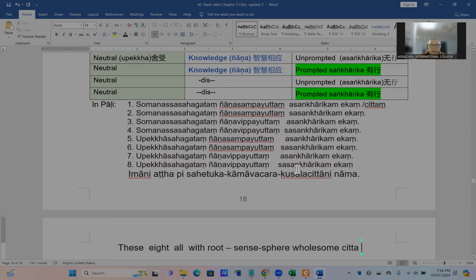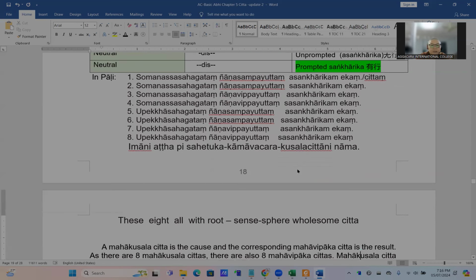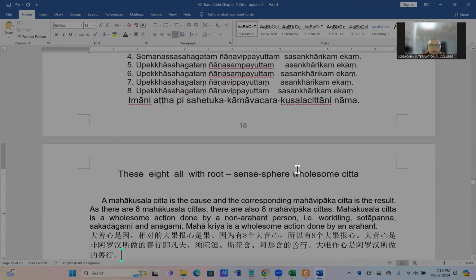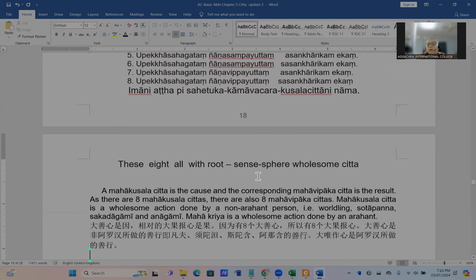What kind of root does it have? Because it's a wholesome one, normally the root will be non-greed, non-hatred, non-delusion. So later we'll read the Bhikkhu Bodhi book. For now we just have the general idea. You have 8 of them.